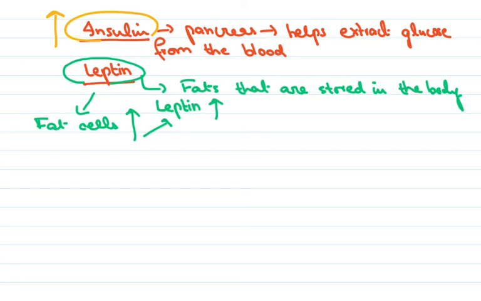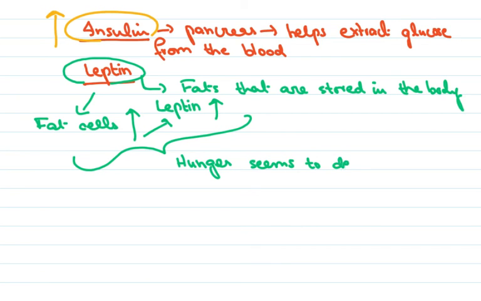And then if leptin levels are high, what you see is that hunger seems to diminish. So hunger seems to decrease, right? In contrast to this, if leptin levels are low, then a person would feel more hungry than they would if leptin levels are high, right? So insulin and leptin are also implicated in the regulation of hunger.